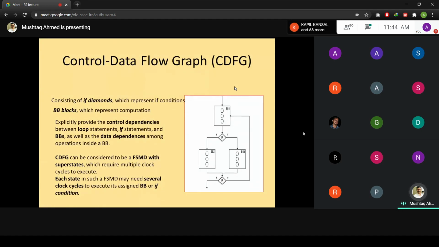So if you can see over here, there are three different input stages and multiple operations that can be performed by it. So consider the if-diamond shown here, which represents the conditions of the BB block, which represents the computation.